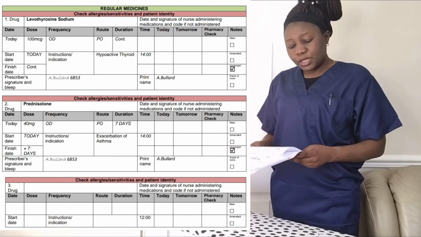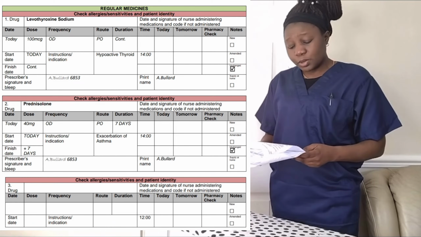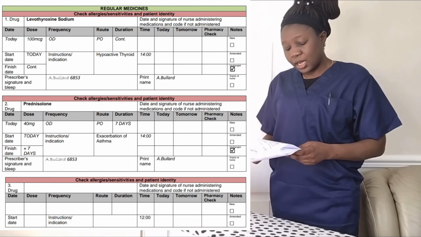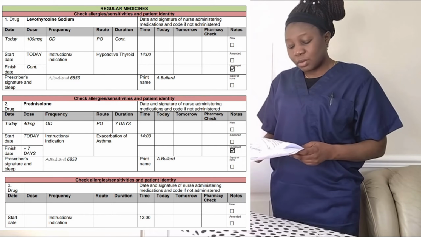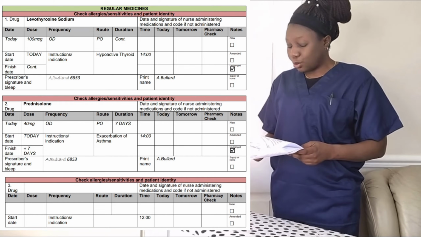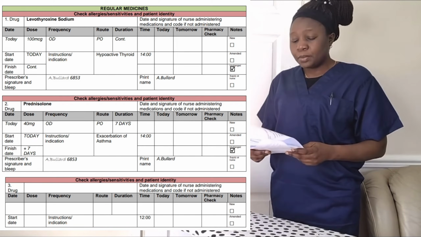All right, so moving to the next medication, the drug is prednisolone. The date is today. The dose is 40 milligram. The frequency is daily. The route is per oral, and the duration is 7 days. The start date is today. It is for exacerbation of asthma. Finish date is plus 7 days. Prescriber signature and blip is Allotted with blip 6853, and this is also due at my time, which is 1400. This is a valid and eligible prescription as well.